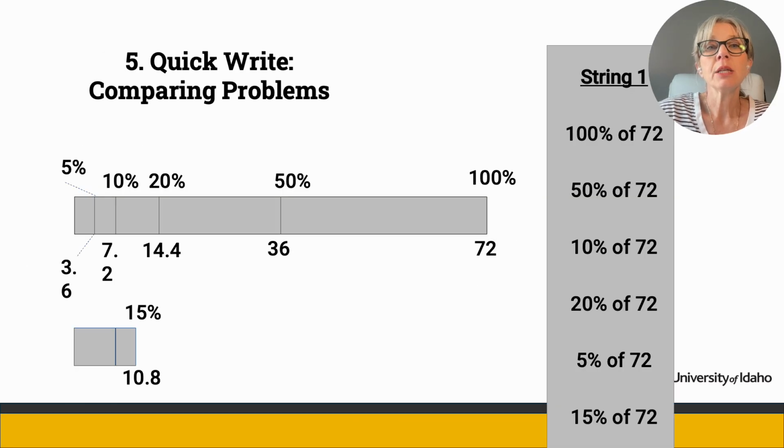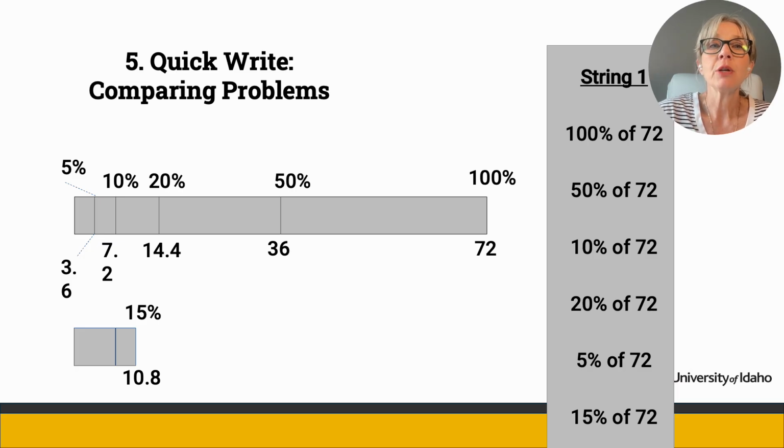String 1 is encouraging students to use mental math to figure out percentages based on what they know. For example, we can halve 72 to find 50% of 72, and that's 36. We can then divide 50% by 5, or 100% by 10, to find the value of 10% as 7 and 2/10.